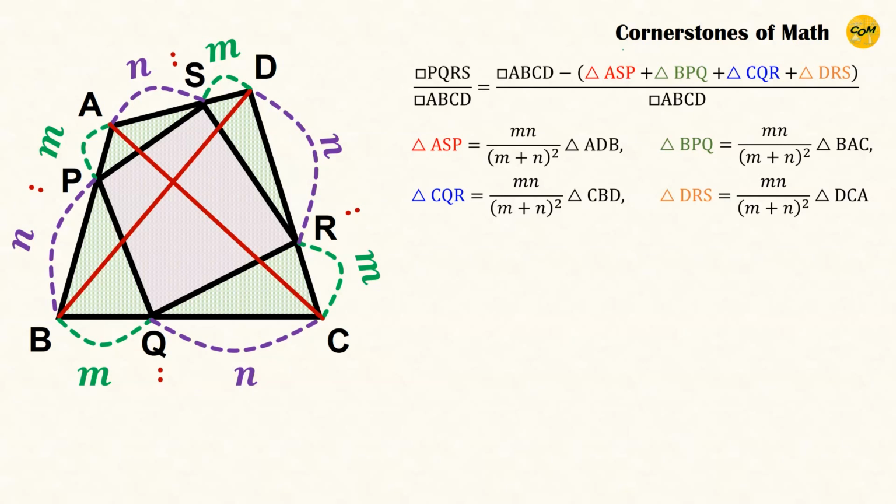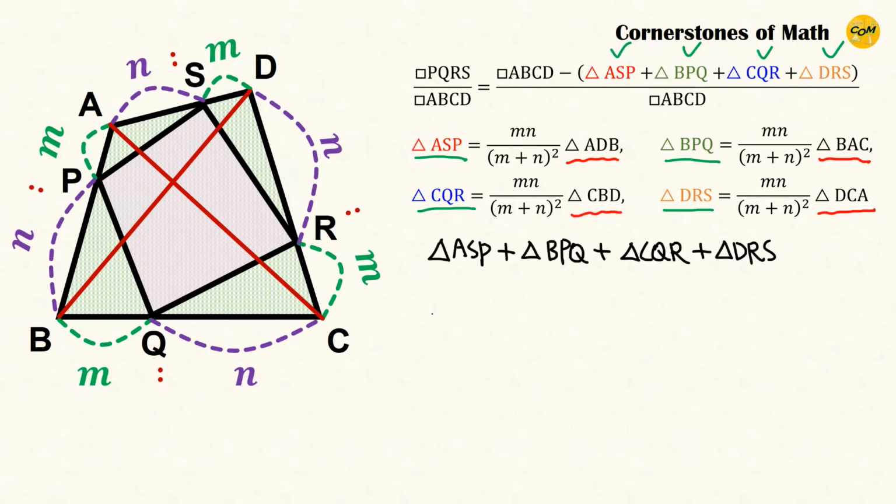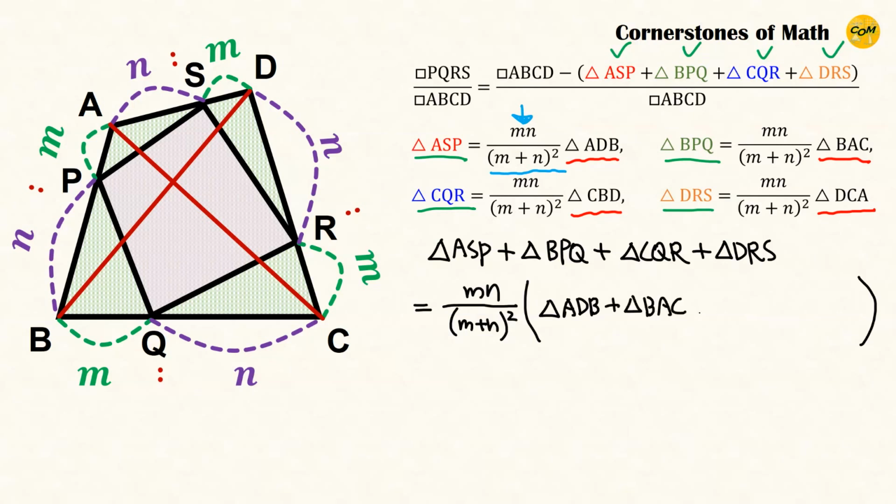So now we have the area of these four triangles in terms of other four triangles. Now let's see what happens when we add them up. Notice that coefficients mn over m plus n squared are the same for all four triangles. So we can write mn over m plus n squared at the front. Then we have triangle ADB, BAC, CBD, and then DCA.